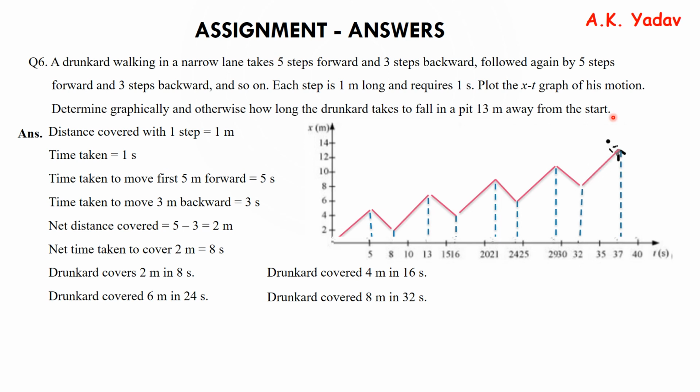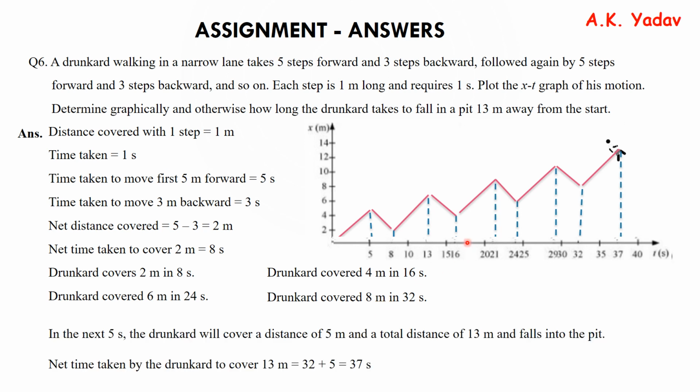And then 5 more. Now 8 meters was this. Now 8 plus 5 will give 13 and the pit was at 13. So in the next 5 seconds the drunkard will cover a distance of 5 meter, making the total distance 13 meter, and falls into the pit. So the net time will be 32 plus 5, that is 37 seconds.